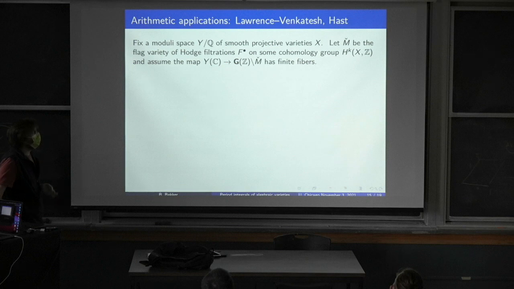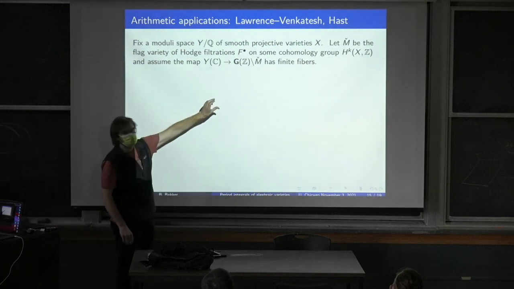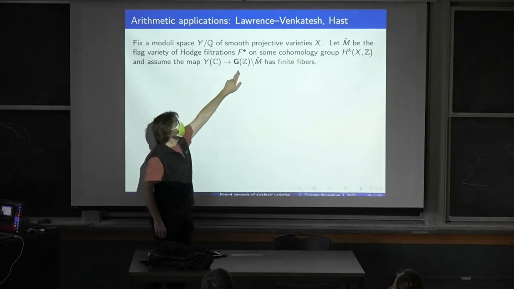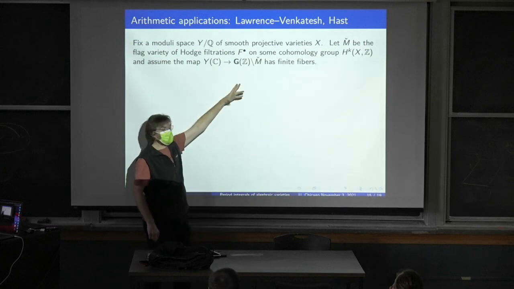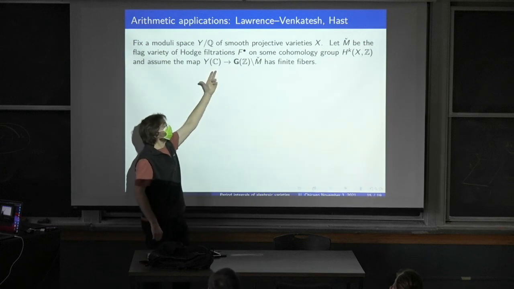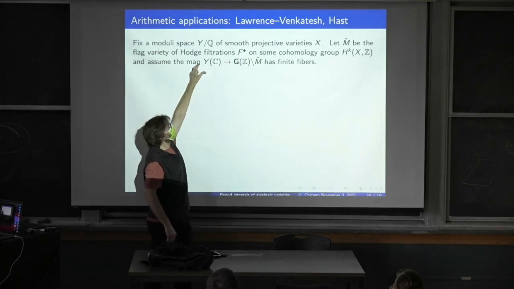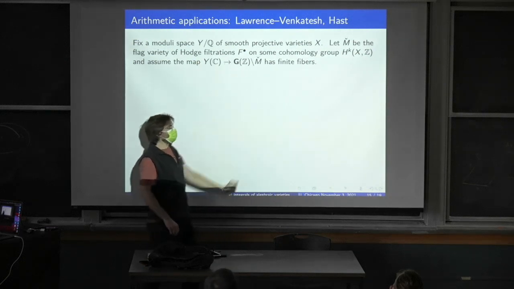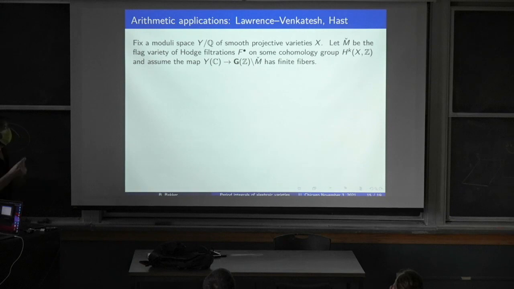And once again, let M hat be the flag variety of Hodge filtrations that arise on some cohomology group of the varieties parameterized by Y. Okay? And let's assume that the period map you get has finite fibers, meaning that you can detect all deformations of your variety in terms of deformations of the Hodge structure. In other words, we're basically assuming that the variety can essentially be recovered from its Hodge structure.